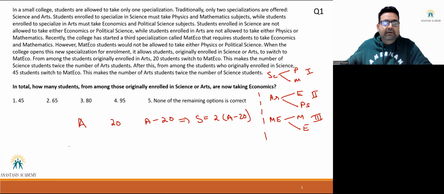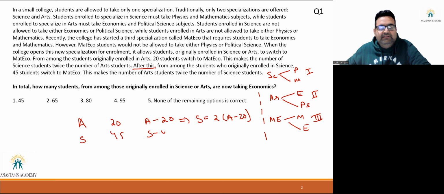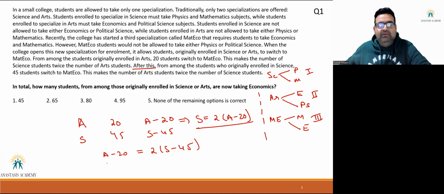Math Eco, right? Now they say after this, right? After this is very important in this question, that we don't have to start all over again. The place which we have reached when 20 students have already switched to Math Eco, from now on, of the original students in science, 45 switch to this. So out of S, 45 switch to Math Eco. So now science is S minus 45. They say art is now twice of science. So art is now A minus 20, right? So A minus 20 is double of S minus 45. So this is your equation number one. This is your equation number two.